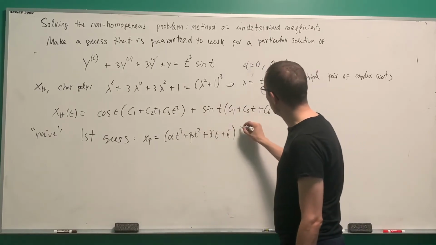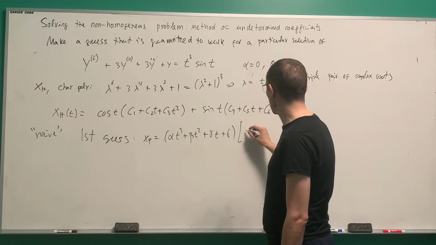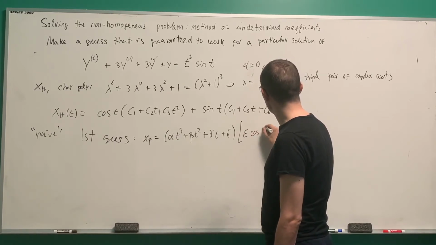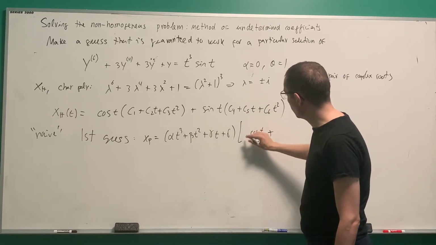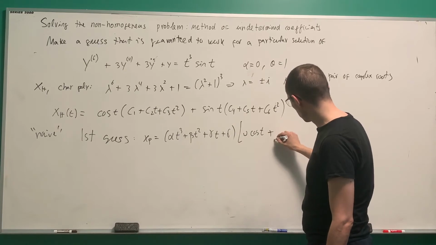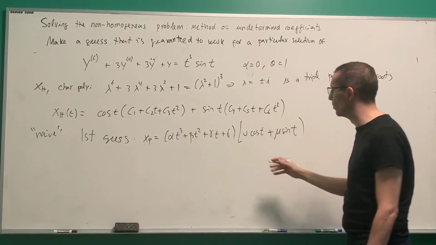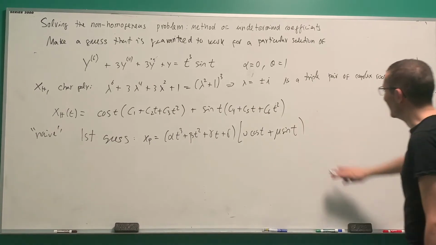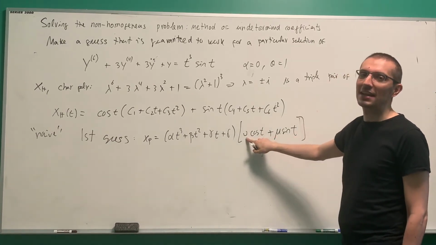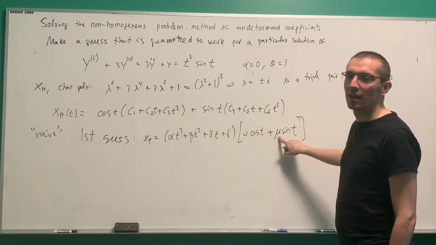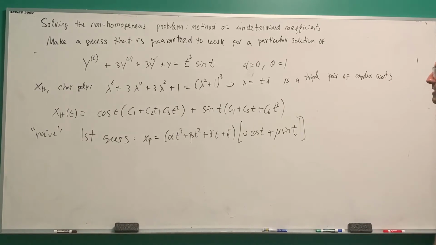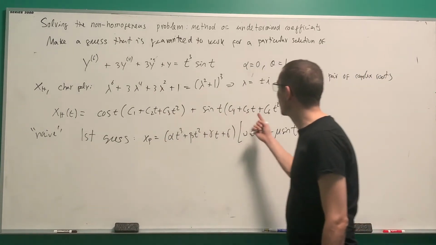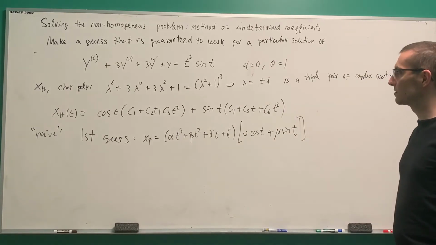and that multiplies another constant, epsilon cosine t plus, maybe I'll do nu and mu, nu cosine t and mu sine t. So I expose you to different Greek letters. This is nu in English, ni in Greek, mu in English, mi in Greek. That would be a good guess if it didn't coincide at all with any of the solutions of the homogeneous equation. Now, the problem is that we have some overlap.